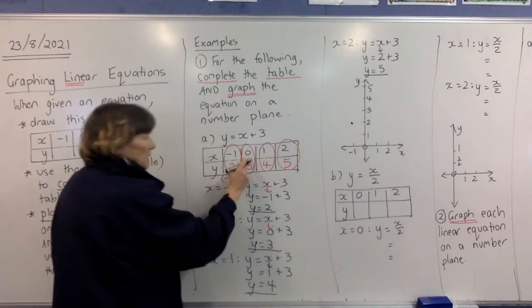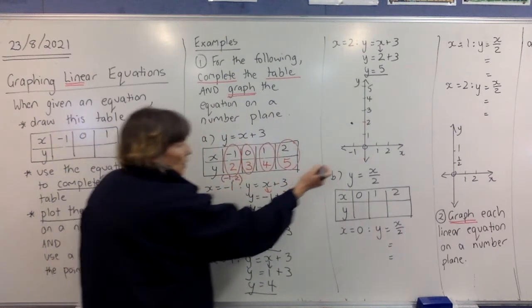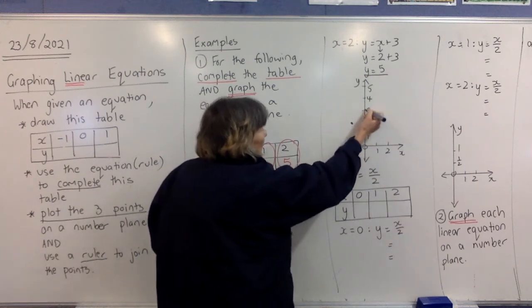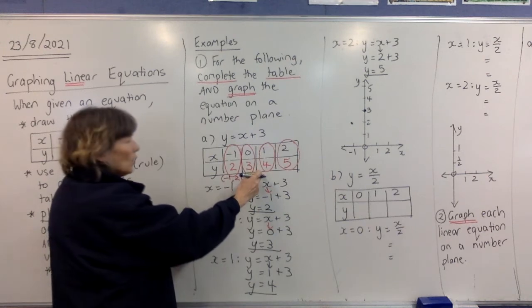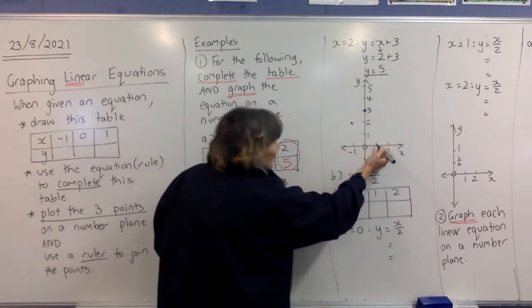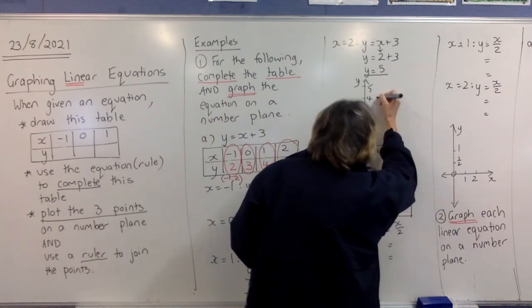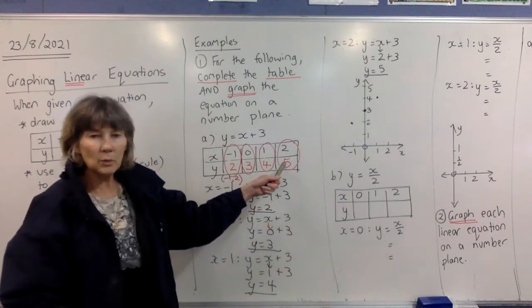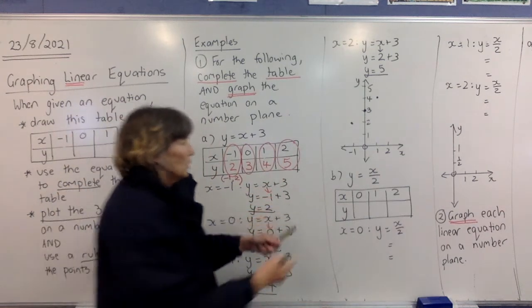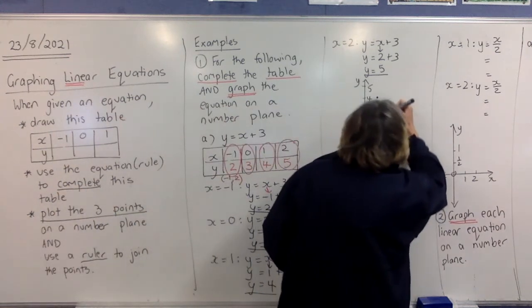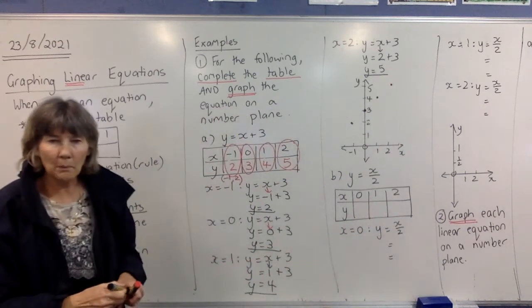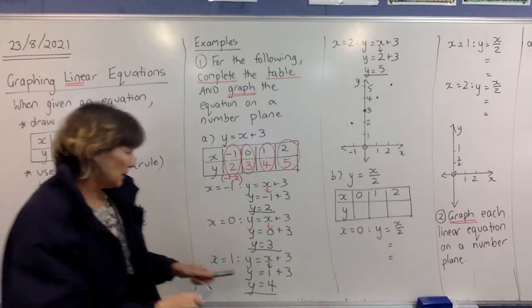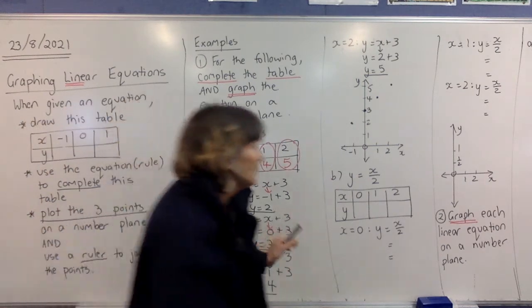Then the next one is 0, 3. So we're going to go along nothing and then up 3. Put a point. Next one is 1, 4. Go along 1, up 4. Put a point. And the last one is 2, 5. Go along 2, up 5. Put a point. And if you look at those 4 points, they are all in a straight line. That means you must have done it right.